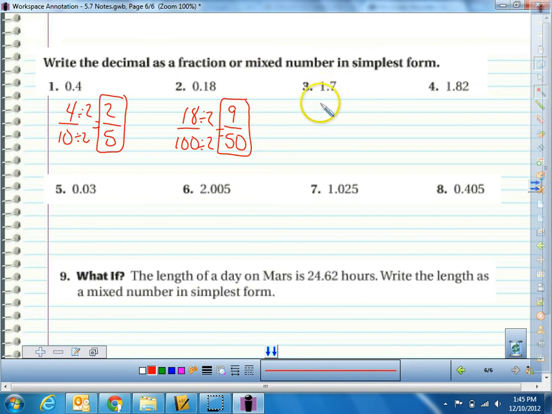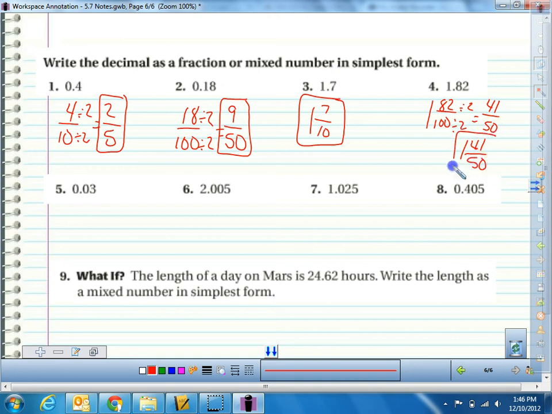How about 1.7? We would say this aloud as 1 and 7/10, so we're going to say 1 and 7/10. 7 and 10 don't have anything in common, so that is it. And over here, 1.82, 1 and 82/100. So I'm going to do 1 and 82 over 100. These are both even, so I'm going to divide it by 2, divide it by 2, and what do I get? Here I'm going to have 41 over 50. I don't know of anything else, so my answer, don't forget to bring back your whole number, is 1 and 41 over 50. So 1 and 41/50.